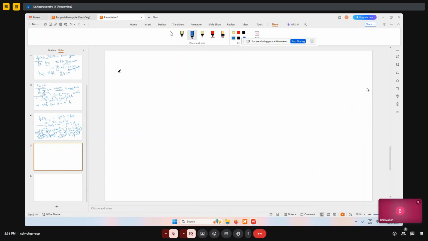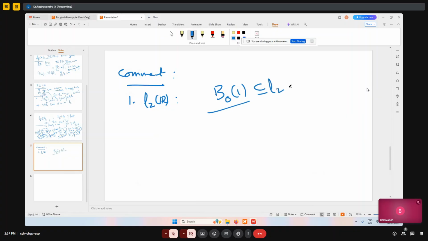Let us take one more comment. Let us take L2 of R and look at the sphere of radius 1 in L2. What is this? This is set of all x in L2. Let me take R2, okay? It's set of all x in, so let me take L22, okay?